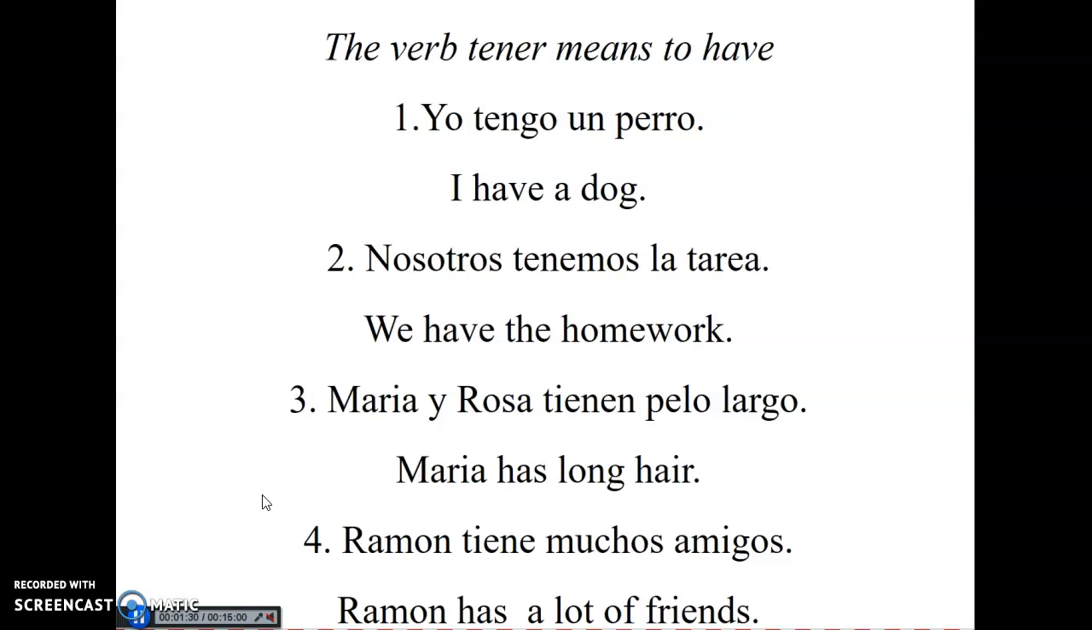María y Rosa tienen pelo largo. Maria has long hair. Rosa has long hair. María and Rosa have long hair. Ramón tiene muchos amigos. Ramón has lots of friends. So you notice you have el sujeto, your subject, your verbo, and then what you're talking about at the end, what you have or possess.